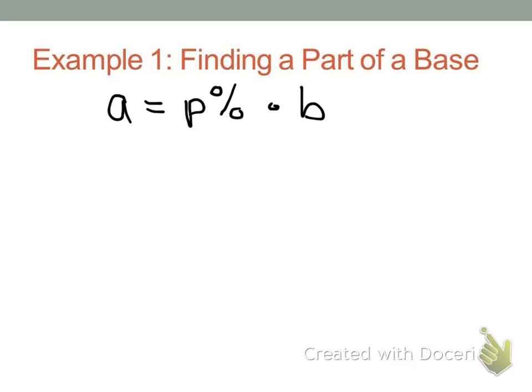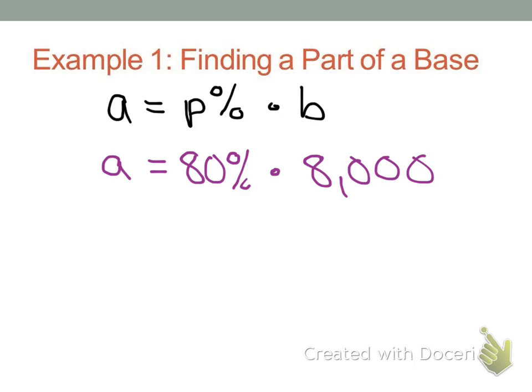So out of that information, does it give me a percentage? Yes. What is my percentage? It is 80%. Now, make sure that in your equation, you write it 80%. Do not just say 80. And you'll see why in a second. And then it says, of its goal of $8,000. So is $8,000 my part, or is it my whole? Read it. Of keyword $8,000. It's my whole. It's B. So 80% times $8,000.